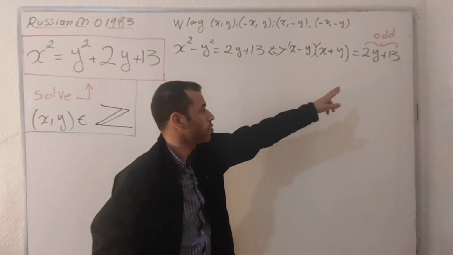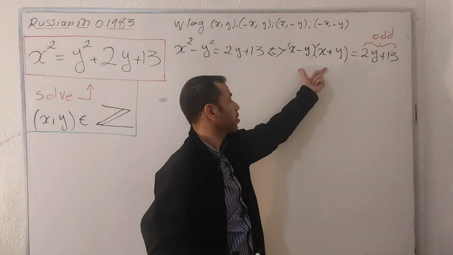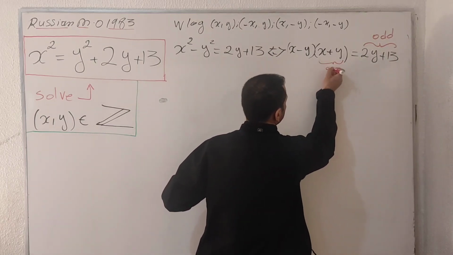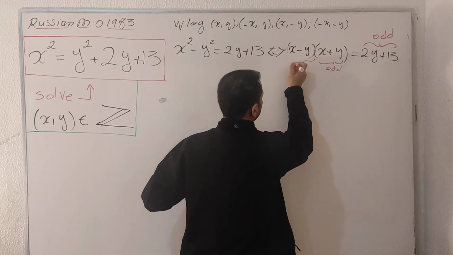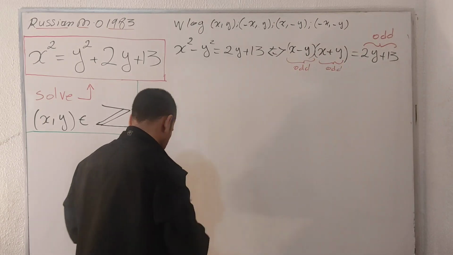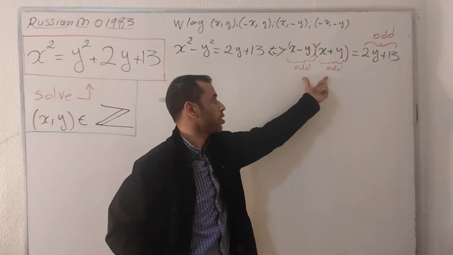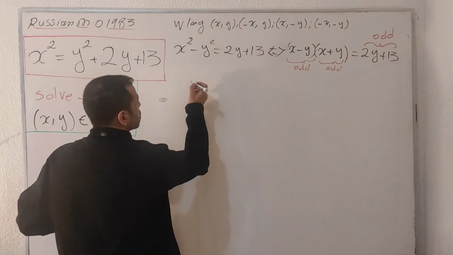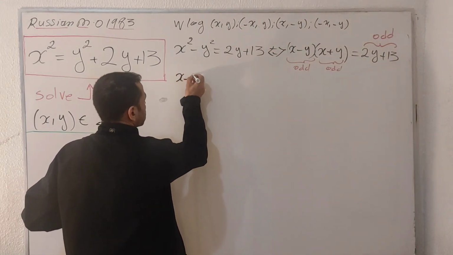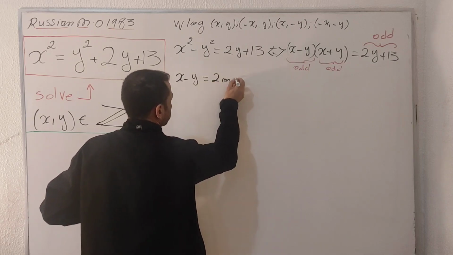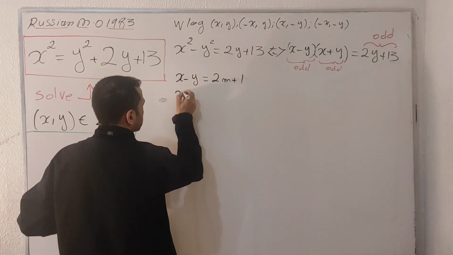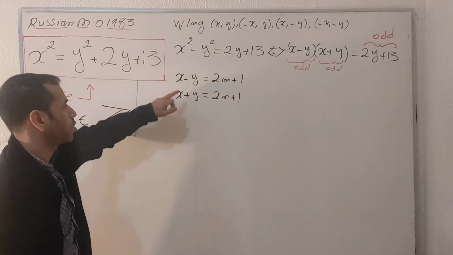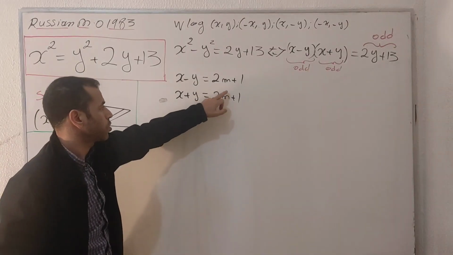Now, since the right hand side of this equation is odd, that means this product is odd as well. So in other words, this is odd, this is odd as well, okay? Since both terms are odd, that means x and y have different parity, okay? So in other words, x minus y equals 2m plus 1, and x plus y equals 2n plus 1, okay? Because this one is odd, this one is odd, I can rewrite it in this form, okay?